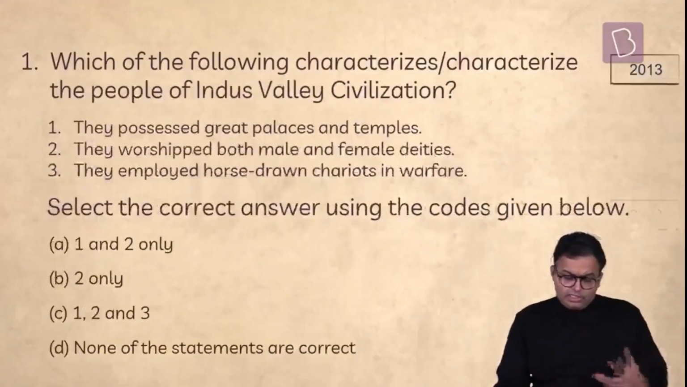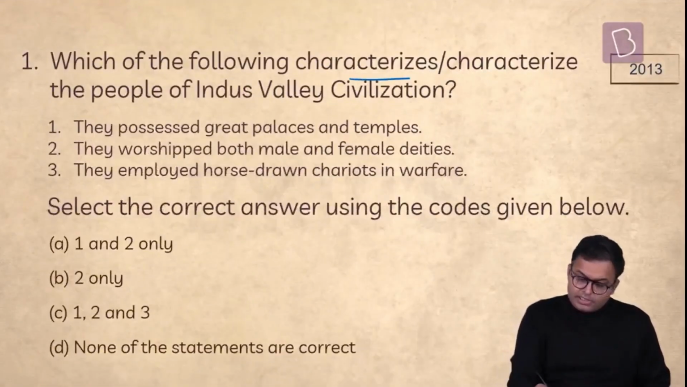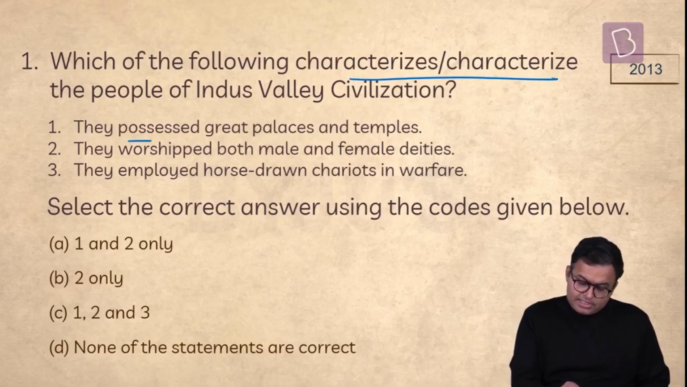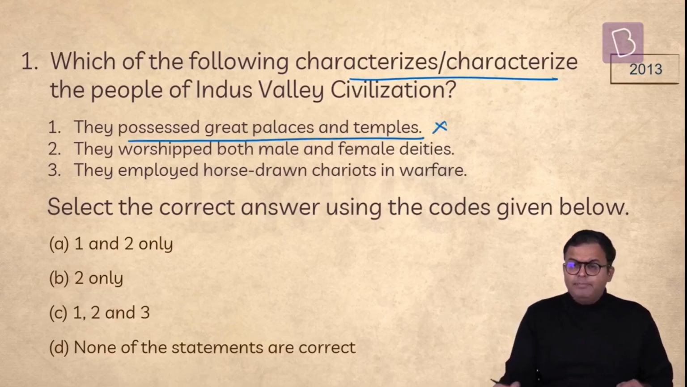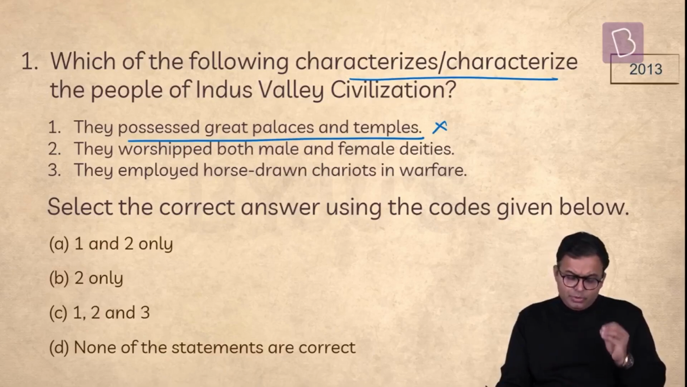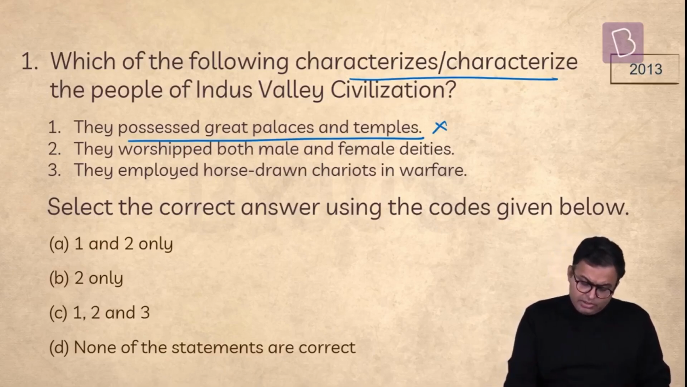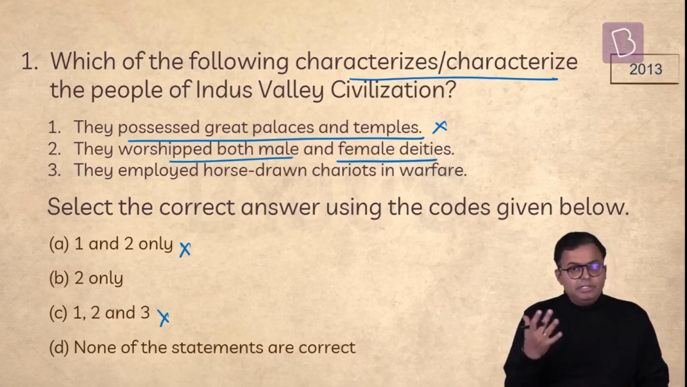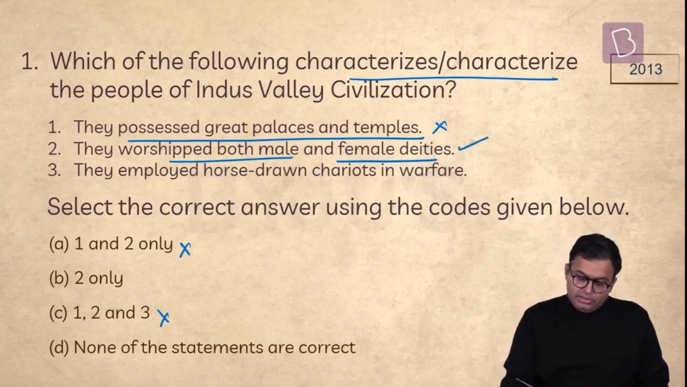Let us see a question on Indus Valley. Which of the following characterizes? They possessed great palaces and temples. Now, again, you don't have to remember everything, but if you understand their mindset behind town planning, then you will be able to analyze. Now, we know that first is definitely wrong. We will eliminate. They worshipped both male and female deities. Yes, it's right. They did worship. We have Mother Earth, we have Pashupati.